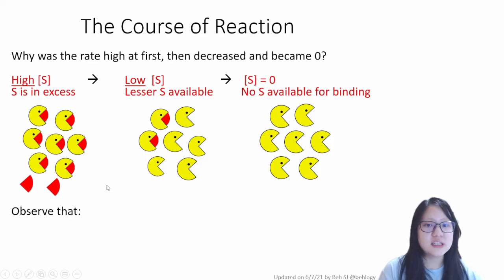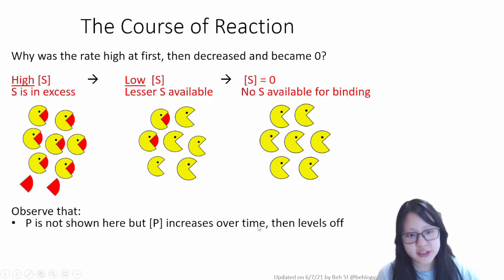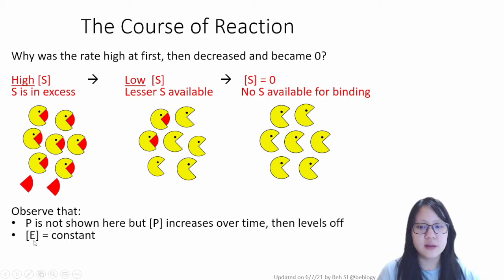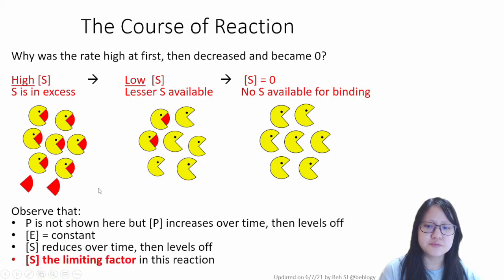And therefore you see the trend, right, that substrate concentration will reduce over time. Product concentration increases over time and then levels off when the reaction stops. Enzyme concentration, as you can see in this illustration, remains constant. There's like 7 of these. And they remain unchanged after a reaction.